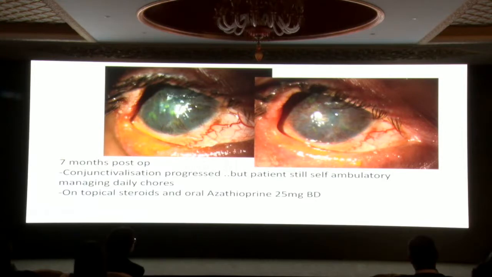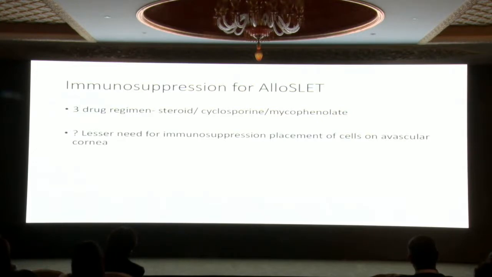So that's our experience, 3 eyes in 2 patients of chronic Stevens-Johnson syndrome. I think the 2 areas that we are concerned about, one is immunosuppression for Allo-SLET. Whenever we do an allo-limbal graft, we always talk about a 3-drug immunosuppression, but since we saw the outcomes in our patients of OCP with just mycophenolate, we decided to adopt the same immunosuppressive strategy for these patients of SJS. Also, the fact that you're placing the allo cells on an avascular cornea and not the limbus, probably the need for immunosuppression is not as stringent as what it is for a limbal allograft.